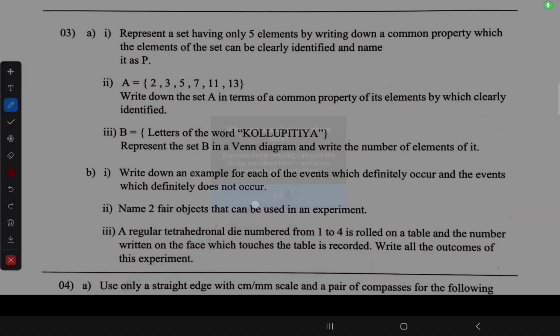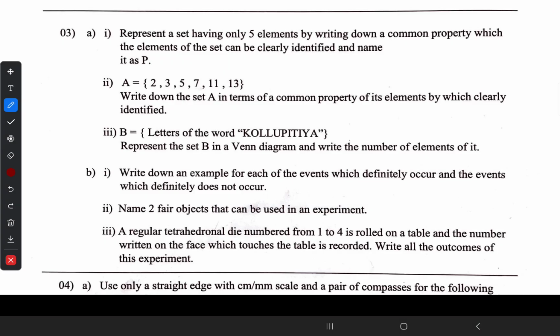In the third question, first of all, let's read the captions. Represent a set having only 5 elements by writing down a common property which the elements of the set can be clarified and defined. Name it as P. Okay, so we have to name a set P with only 5 elements, and write down the common property.